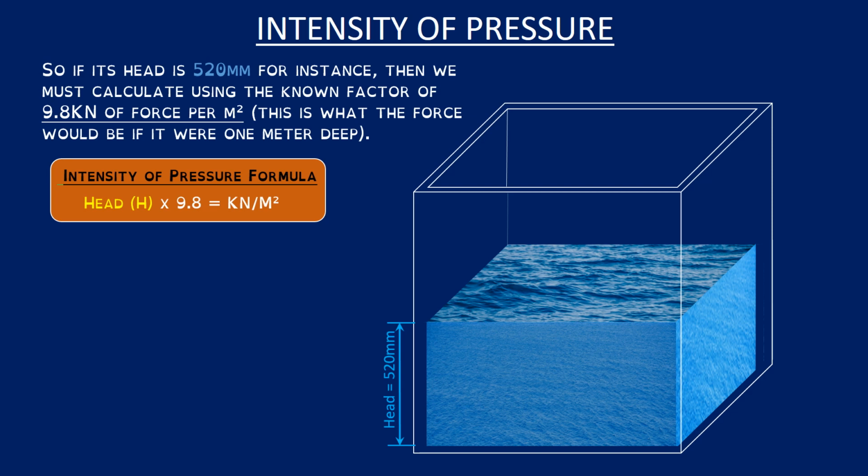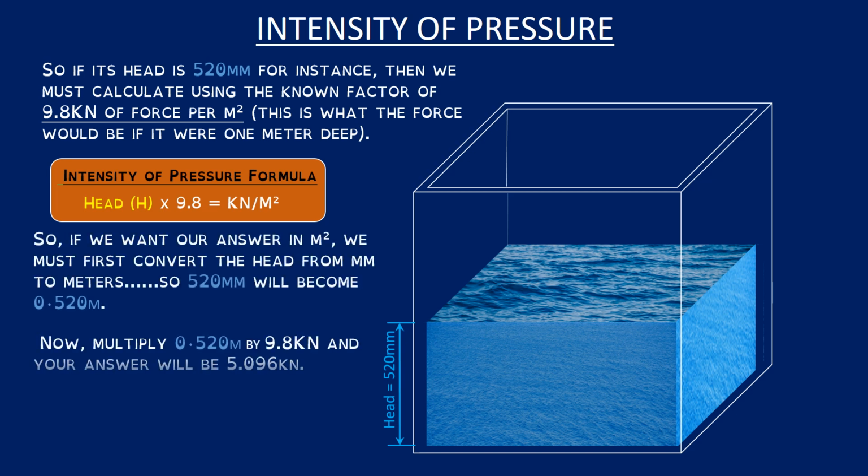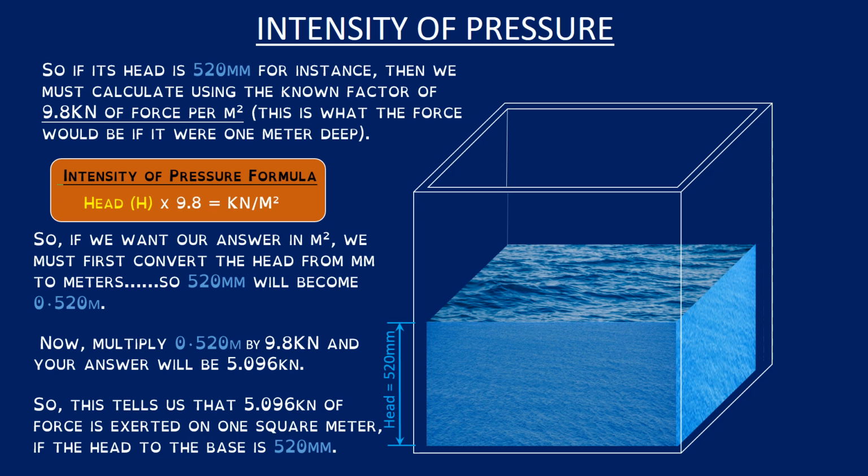So if we want our answer in square meters, before we start, we must convert everything into meters. So for instance, that 520 millimeter head distance there will now become 0.520. So now we'll multiply 0.520 meters by 9.8 kilonewtons, and your answer will be 5.096 kilonewtons. So this tells us that 5.096 kilonewtons of force is exerted on 1 square meter if the head to the base is 520 millimeters.